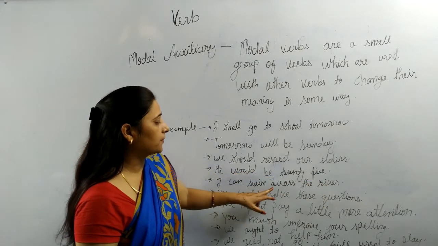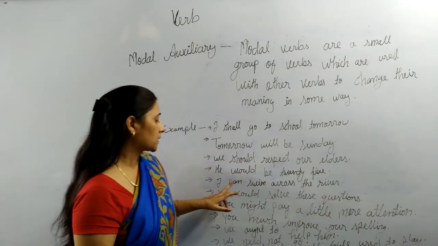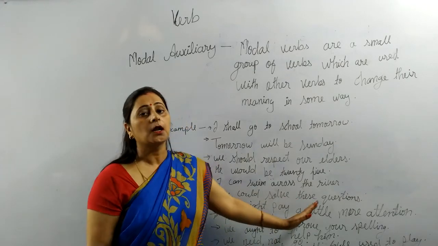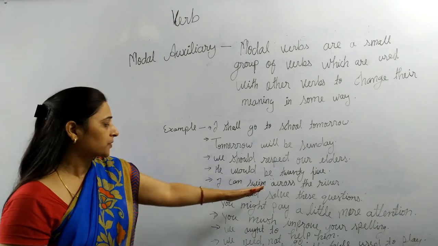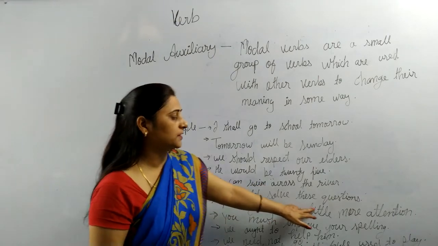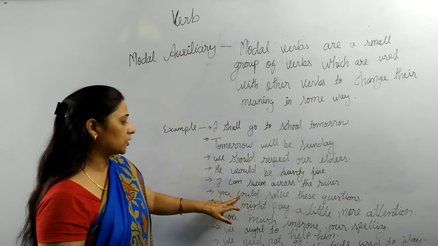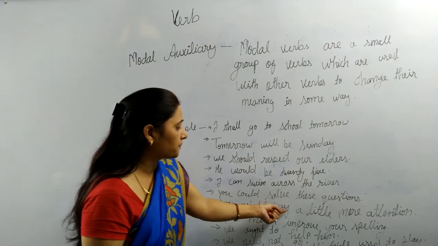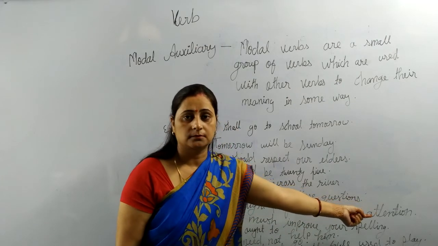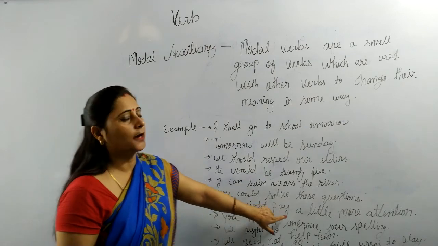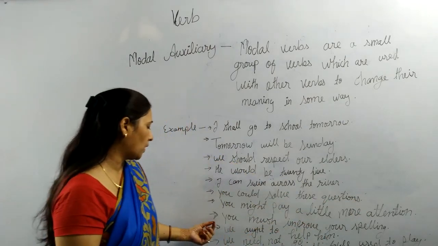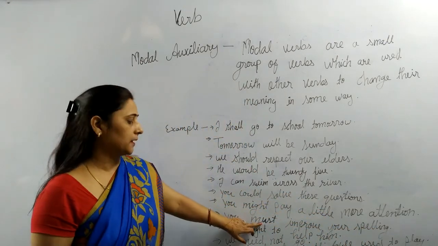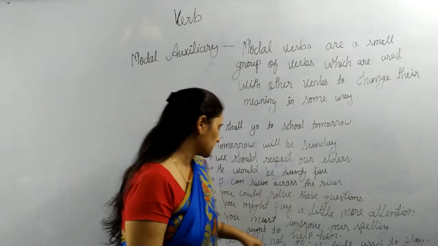I can swim across the river. Here can is also a modal verb and we have used it with another verb. You could solve these questions. Could is a modal verb and solve is another verb. You might pay a little more attention. Might is the modal verb and pay is another verb. You must improve your spelling. Now you can see the use of must.